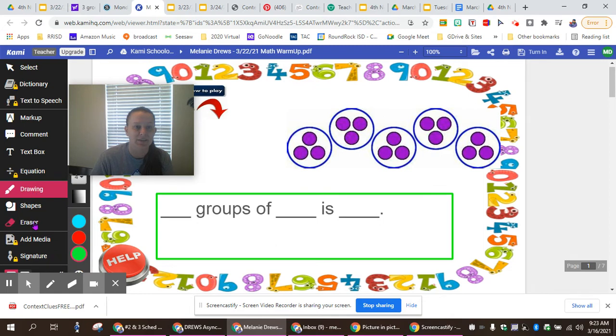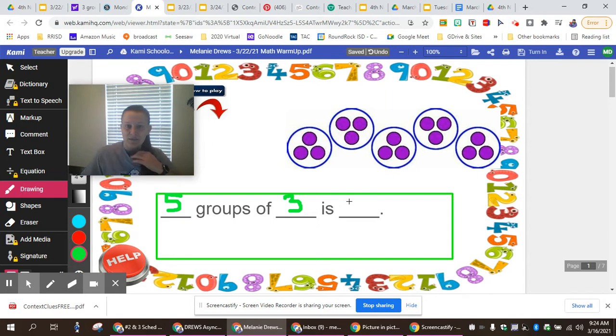Okay, so I could use my drawing or my text box to come up with some reminders in Kami here. So there's 5 groups. I put in how many groups are in the first blank. 5 groups of how many in each group? So again, there's 3 in each group, so I'm going to put 3 in the next box. So 5 groups of 3 is, and then this is going to be the total.